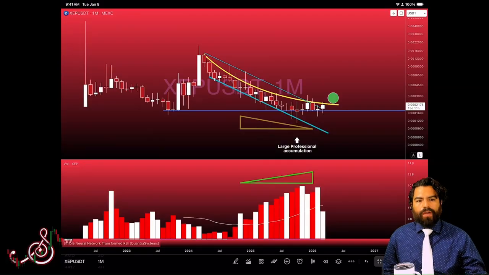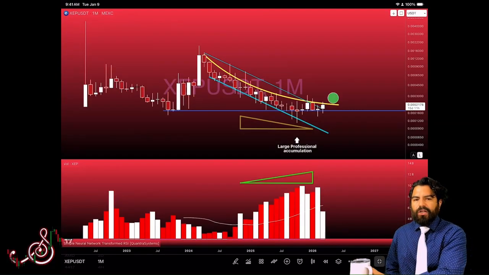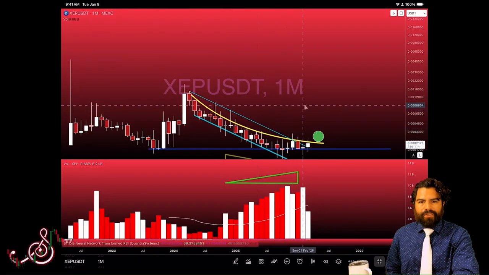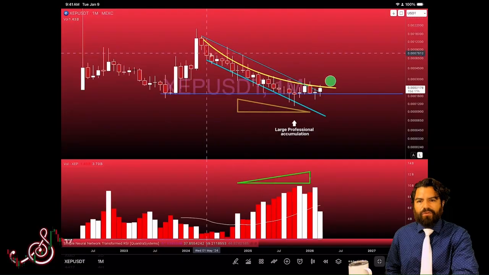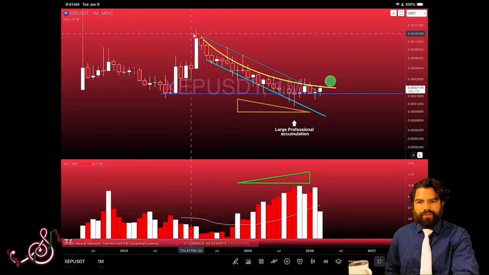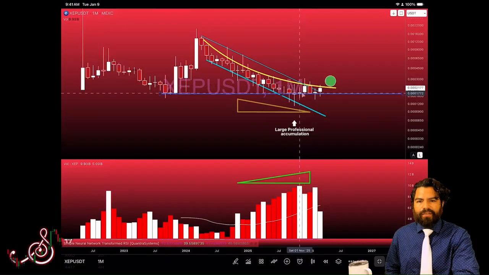Okay. The way we understand that it's large accumulation is also the time frame. See, 1M. What does that mean? Month. Each one of these is 1 month. So we're actually talking about several years here. April 2024 is at the top. March 2024 right here on the white bar. And then we come down, all the way until February 2026.